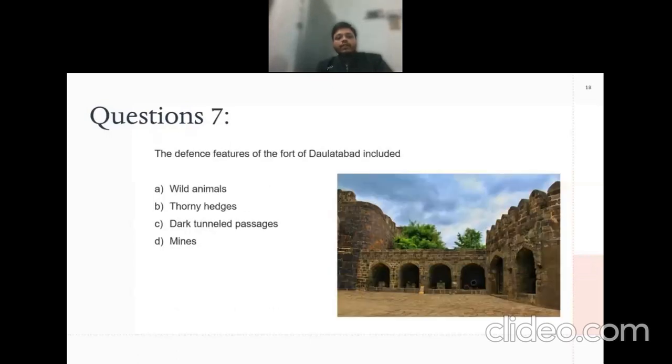Okay, the defense feature of the fort of Daulatabad included wild animals or thorny hedges, dark tunneled passages or mines. This question was asked in the previous year in the interim examination of this subject. So what among these four was included in the defense feature of the fort of Daulatabad? Was it wild animals, thorny hedges, dark tunneled passages or the mines?